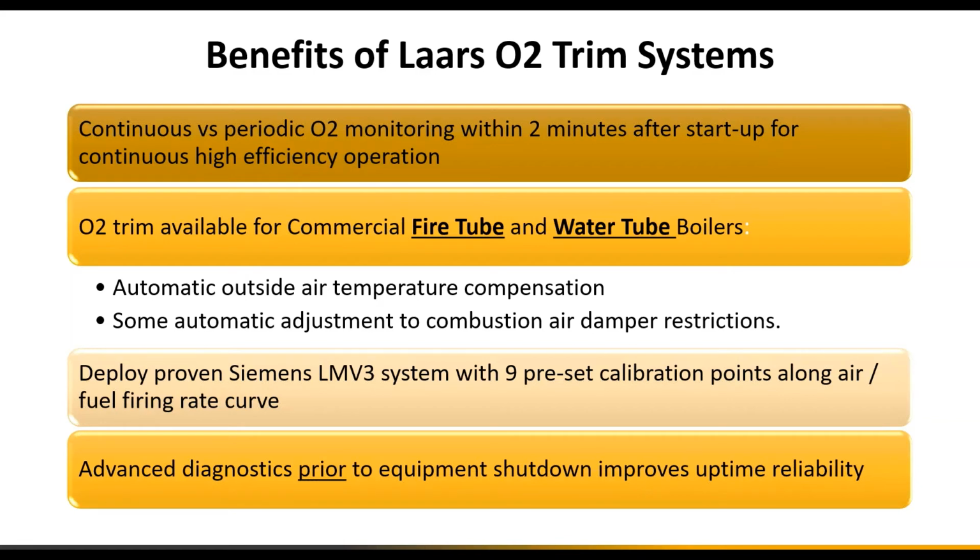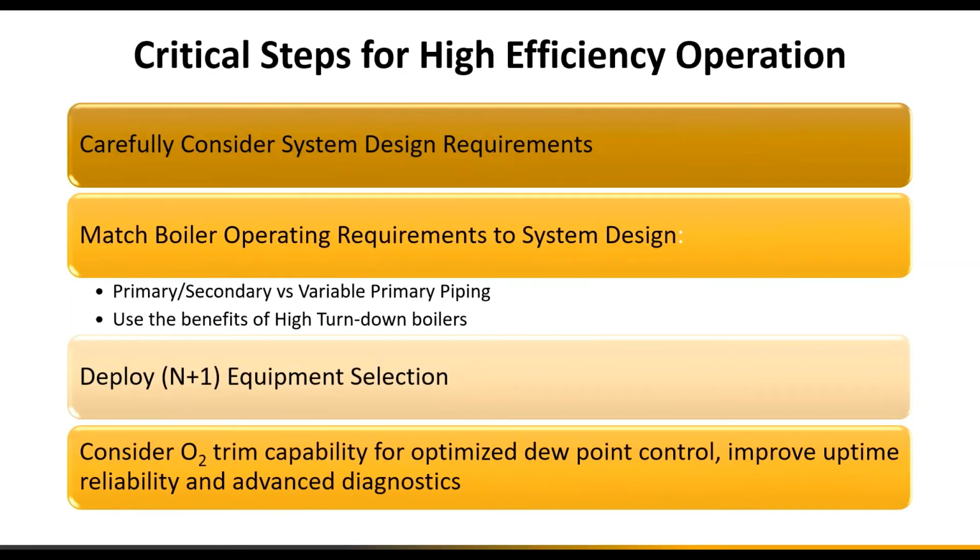Moving on to the last slide here. I know we covered a lot of different aspects in terms of ensuring high efficiency operation. First and foremost, it starts with proper system design. What are the required temperatures? How can we drive these temperature requirements down to make sure that we reach that 130, or ideally 120 or 110, coming back to the boiler?